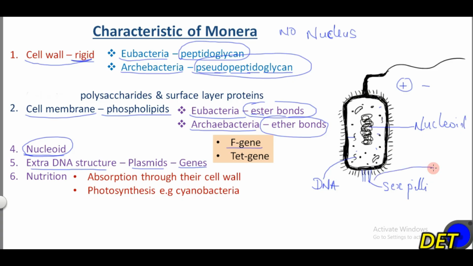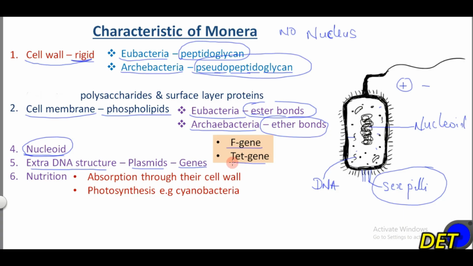And these sex pili are responsible for reproduction, for conjugation, right? So this sex pilus helps the positive strain bacteria to bind to the negative strain bacteria so that reproduction can occur or fertilization can occur. So that's what the F gene is all about, right?